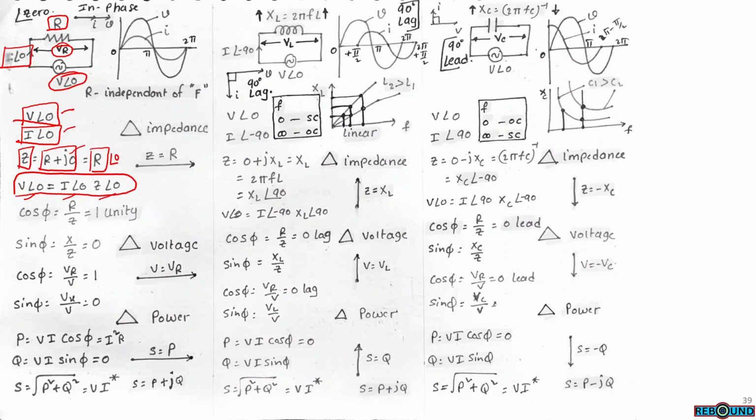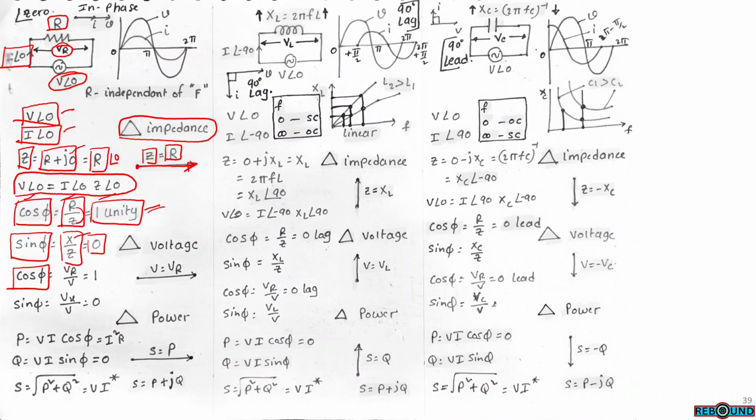If we take the impedance triangle, the total impedance Z will be R, so simply only one straight line. And from this, if we take the power factor, cos phi equals R by Z. R and Z are both equal and the same, so the power factor will be unity. Sin phi will be X by Z. Here the X term is 0, so this will be 0.